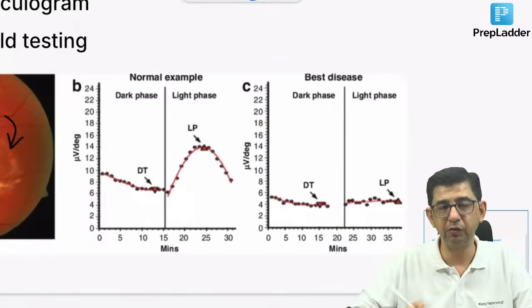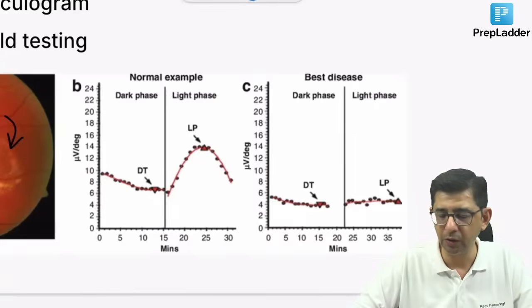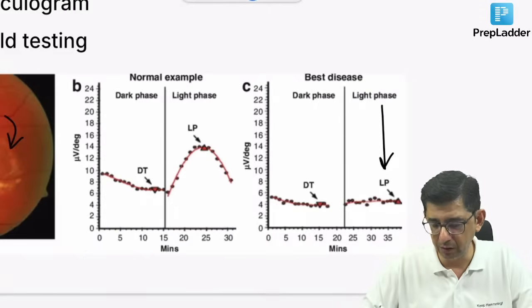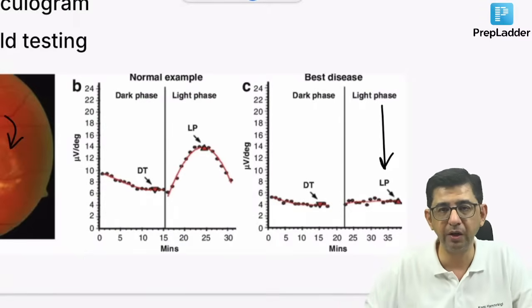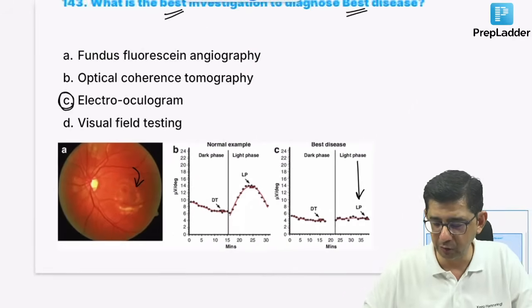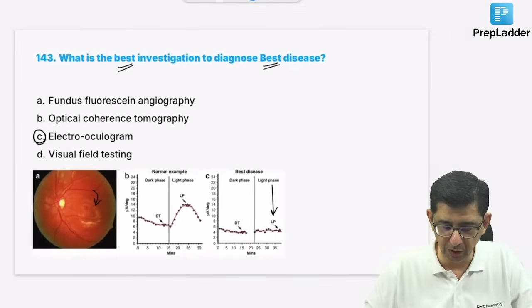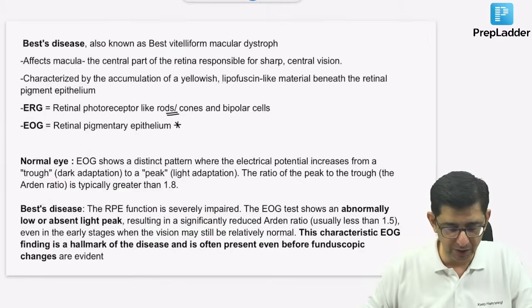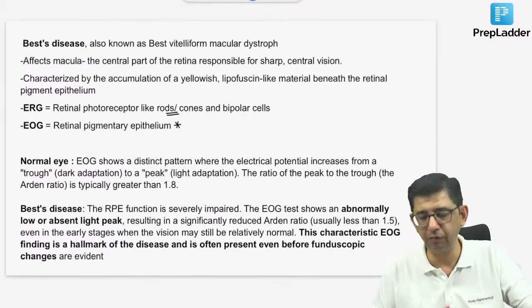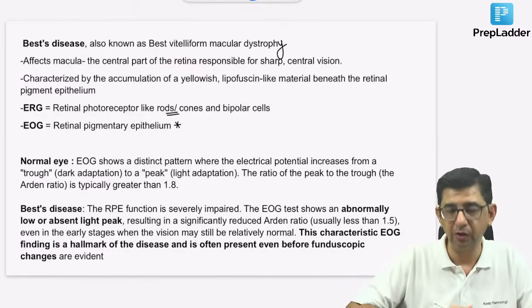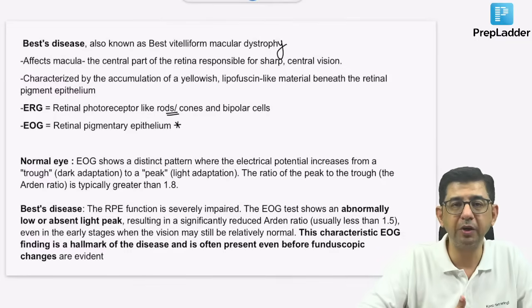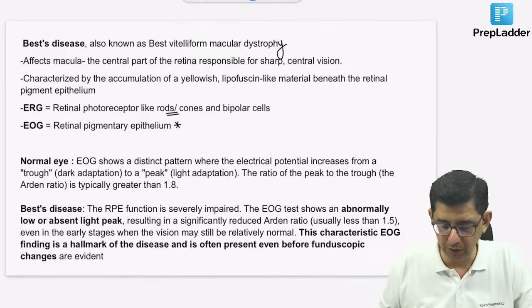And you can also see that if he gives you a graph, then as compared to a normal individual, you can notice that the light adaptation in this particular patient is substantially reduced. Normally you get a curve which would show an upward swing in the reflection. Here this is not happening, so that highlights the Arden ratio that I was saying. The correct answer for this question would be option number C. Best test for best disease would be answered by you primarily as electrooculography. Yes, vitelliform macular dystrophy is the case here. The central vision or the sharpness of vision would be affected, and there would be a yellow lipofuscin material below the retinal pigment epithelium that looks like an egg yolk.